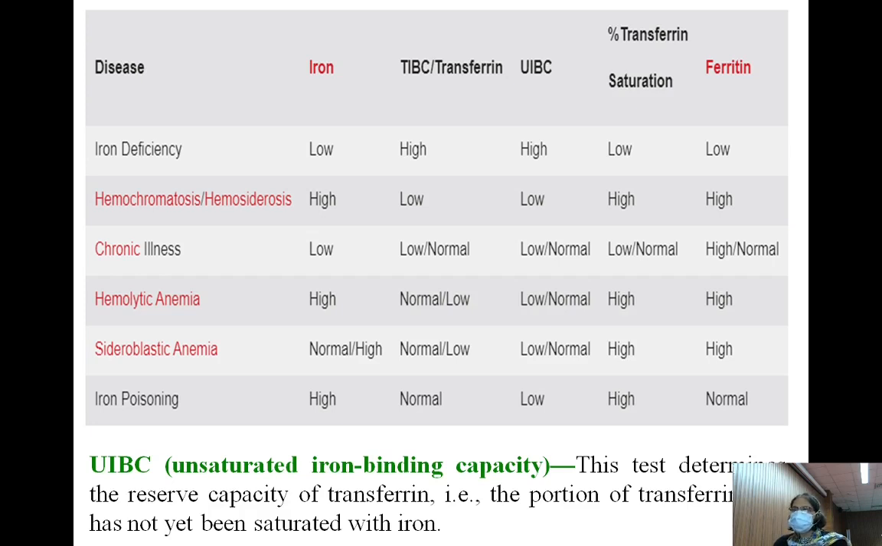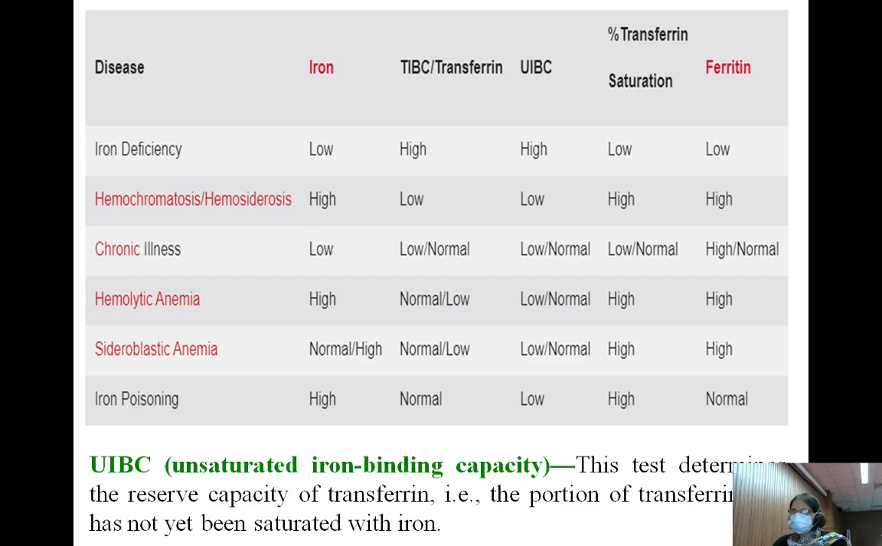In hemolytic anemia, iron is high as a result of hemolysis. Lysis of the RBC causes breakdown of the hemoglobin, and iron is liberated. As a result, iron concentration will be high in hemolytic anemia. TIBC will be normal or low. UIBC is also low or normal. Transferrin saturation is high and ferritin is also high.